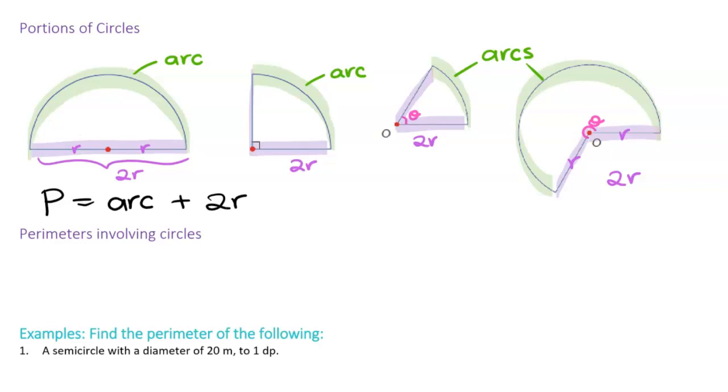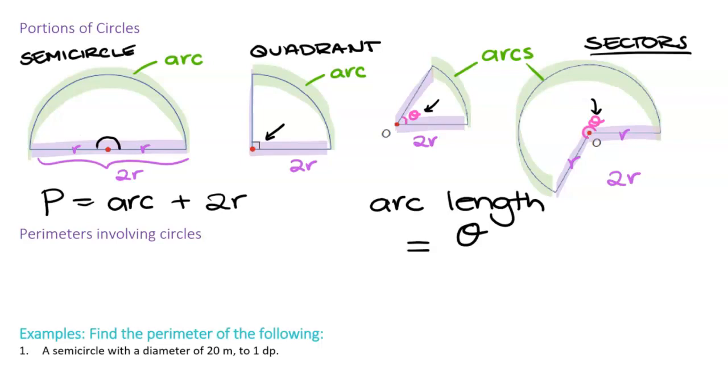But how are we going to calculate the length of the arc? Well, in order to do that, I'm going to write arc length, and that's just the curved portion. That is equal to the angle that you're interested in, and that's the angle in the sector. So for a semicircle, that would be 180 degrees. For a quadrant, that would be 90 degrees. And for our sectors, it'd be whatever angle was drawn inside of the sector here.